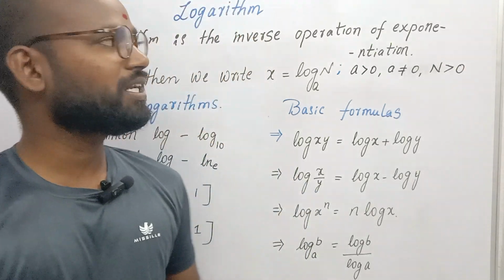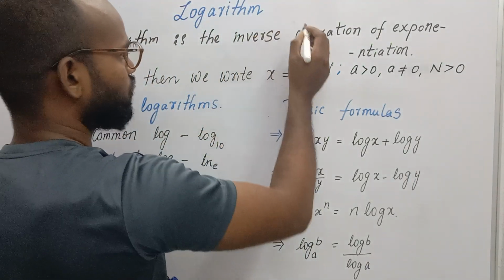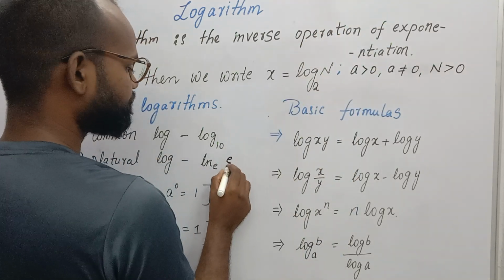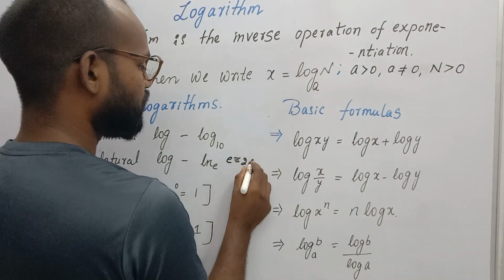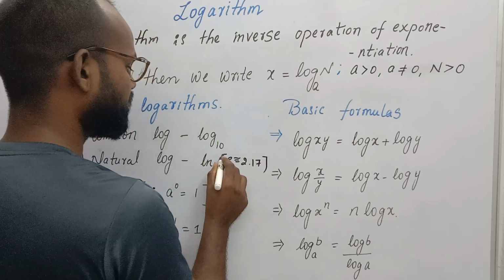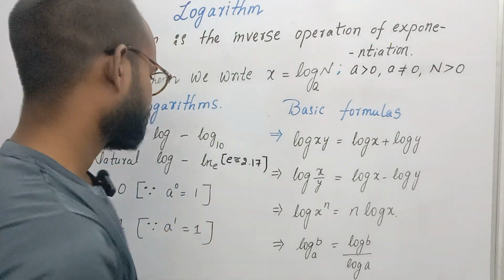The e value is approximately 2.17. This is the approximate value.